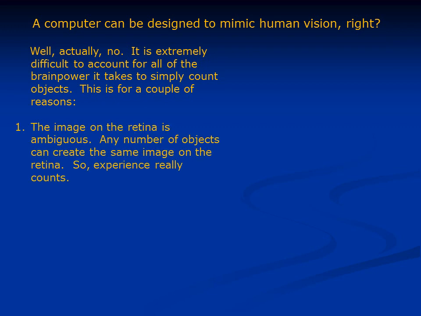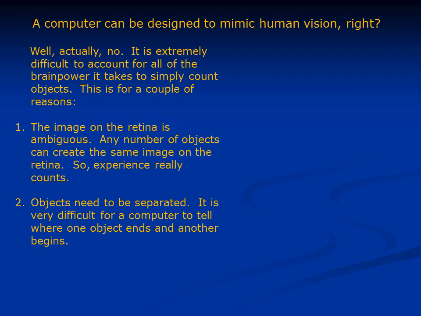No, it can't. We talked about Julian Beaver's chalk drawings, and any number of stimuli on the retina is completely ambiguous. Any number of objects can create the same image on the retina. Experience really counts. Yes, you can trick the human visual system, but there are many situations where we can take context into account and therefore be able to decide for ourselves what is really happening. The computer would just be flummoxed in that situation.